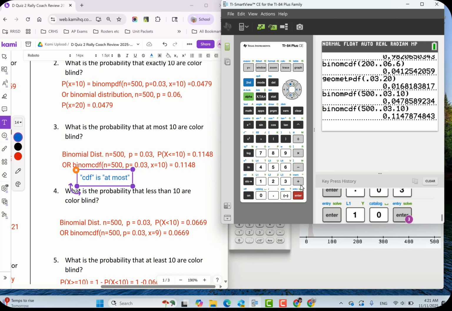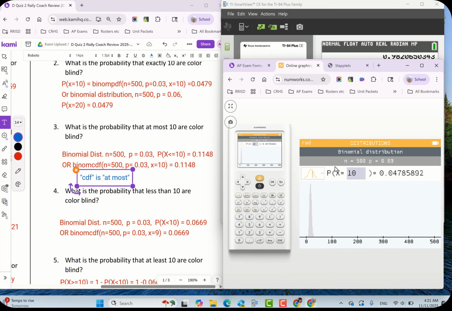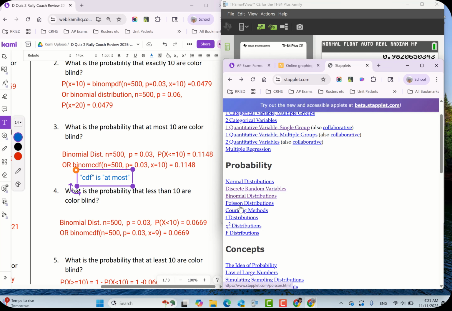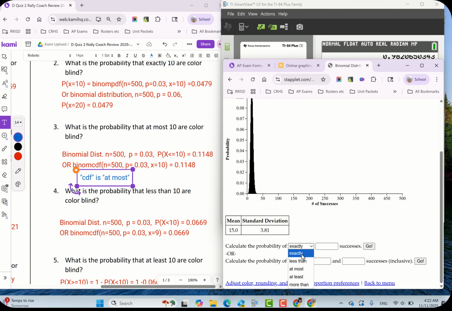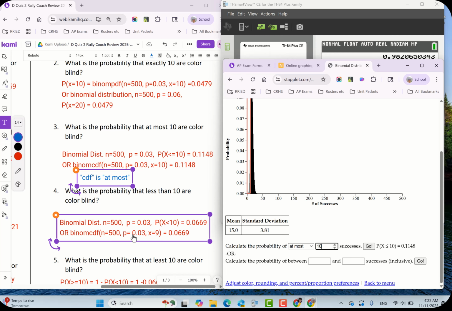And boom, 0.11478. That matches what I had. And here I already had, let's do at most. So let's make sure we come back here, do at most, and change that to 10. Same answer. And then if you go to the Desmos, because you don't have your own cool NumWorks calculator, make sure you have 500, 0.03, plot the distribution. And the nice part here is you get to actually pick the word, at most 10. I keep wanting to put 20 in. Very strange.